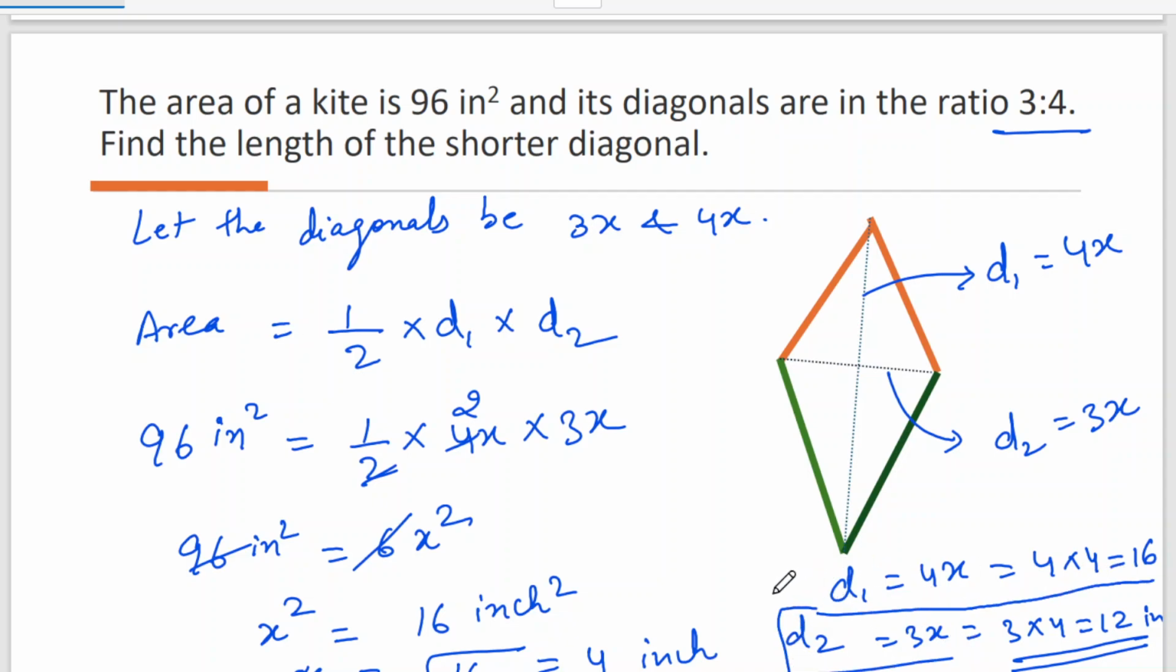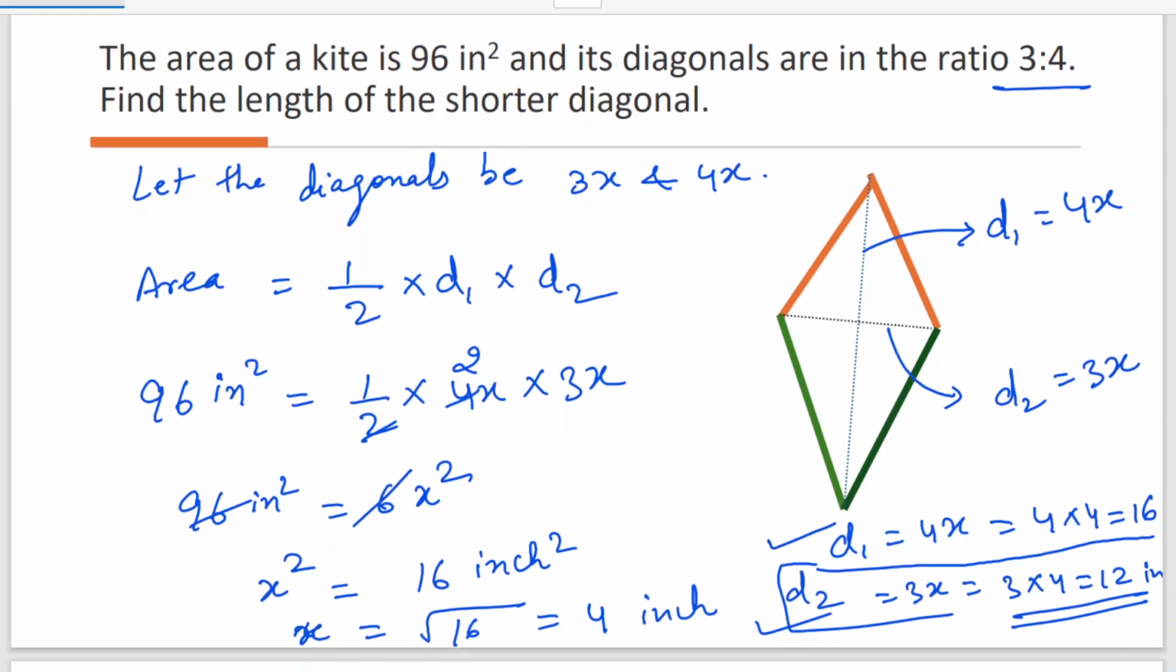If it was asked, the longer diagonal is 16 inch, and the shorter diagonal is 12 inch. Okay, next.